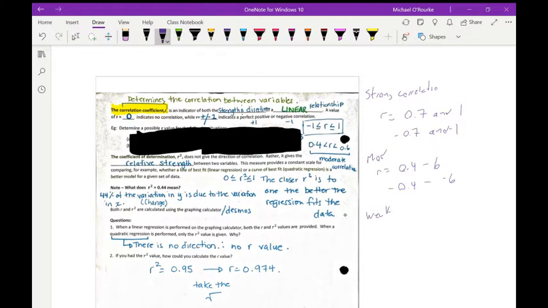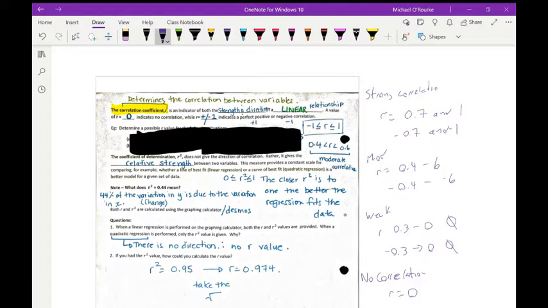A weak correlation is between 0.3 and 0, but it can't be 0, okay? So as close to 0 as possible, or negative 0.3 to 0, but it can't be 0, okay? Because why can't it be 0? Because no correlation, the R equals 0. Okay, so those are your three items there. Strong correlation, 0.7 to 1, or negative 0.7 to negative 1.